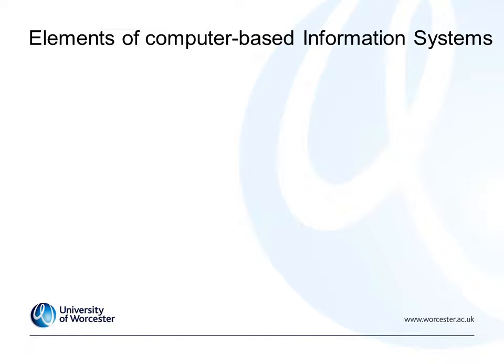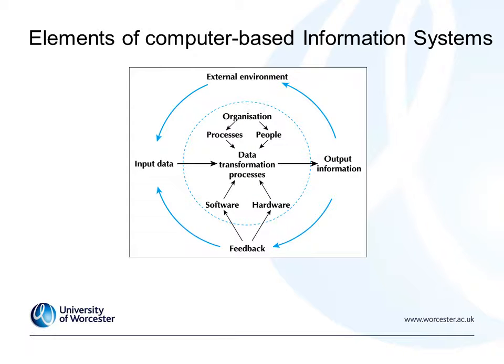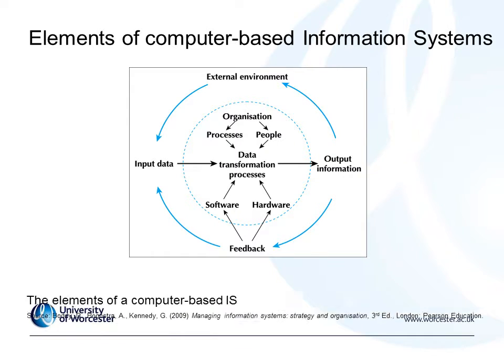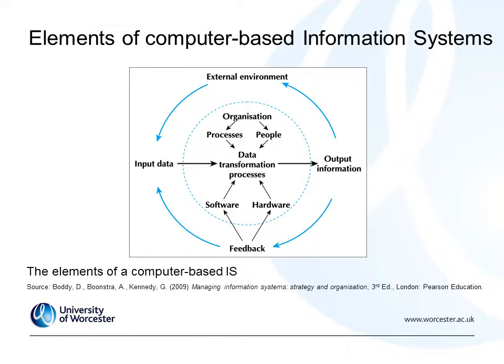Another example of a computer-based information system, and this is from Bode, Boonstra and Kennedy. So you can see here that you've got the external environment, you've got the input of data and the output of information, and then feedback, and inside the data being transformed and processed.